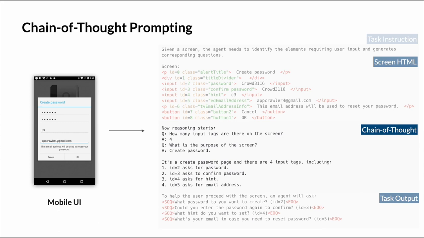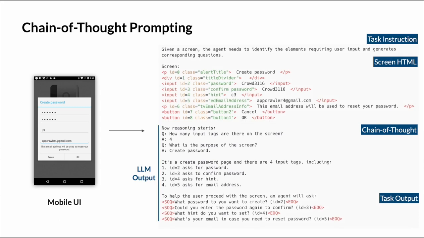Essentially, it's breaking the task into several intermediate steps to generate before the final output. For example, we asked the model to first identify how many input texts are on the screen and the purpose of the UI in each input field. These intermediate results can provide more context and help ensure the model does not skip input text when generating questions. Note that if chain of thought prompting is used, the model will learn to output both the reasoning steps and the task output.